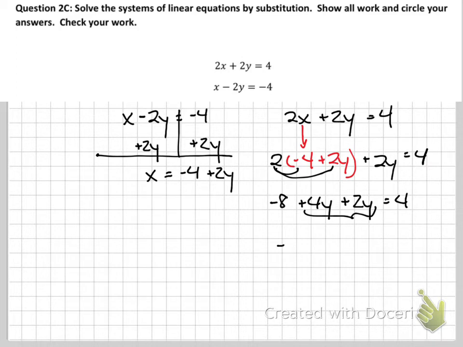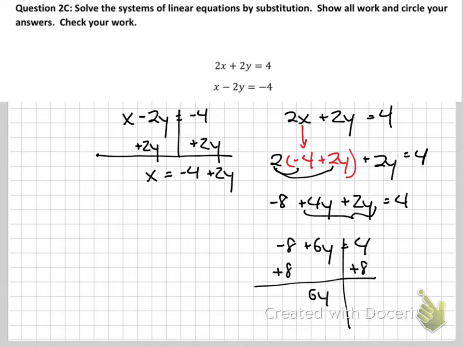At this point, we can combine our like terms, giving us 6y. And then we can add 8 to both sides, giving us 6y equals 12. Last but not least, we can divide both sides by 6, giving us y equals 2. Now at this point, it probably seems like we should really be done with this problem since we've been working on it for so long. Unfortunately, we're only halfway done.